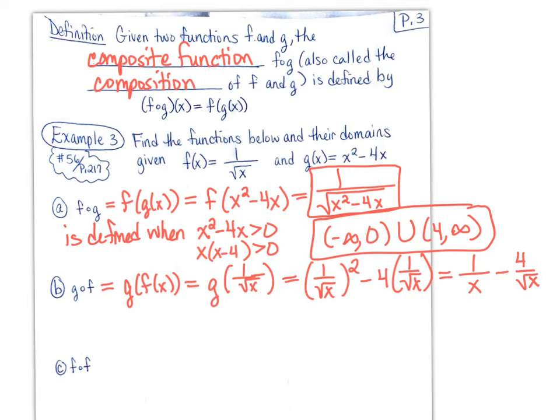Okay? So now we need to find the domain. This is defined when x is greater than 0, right? We cannot have a negative underneath the square root here. So x has to be greater than 0. What is the interval that corresponds to that?